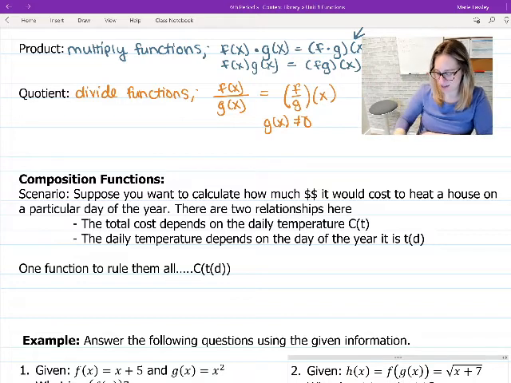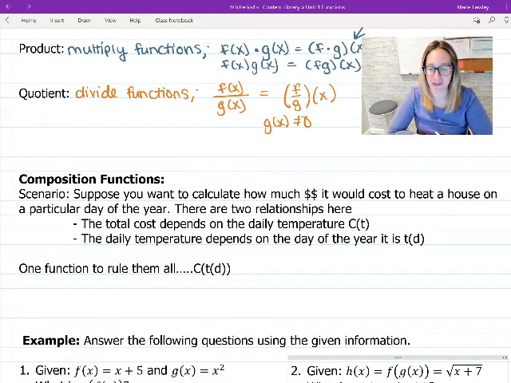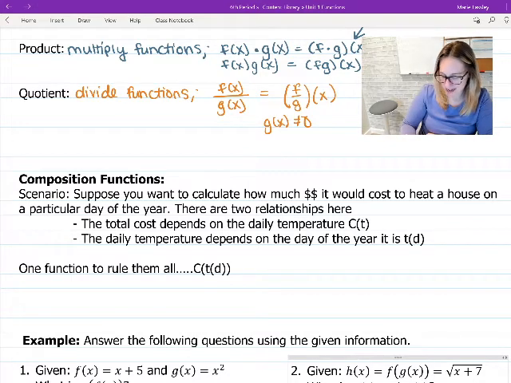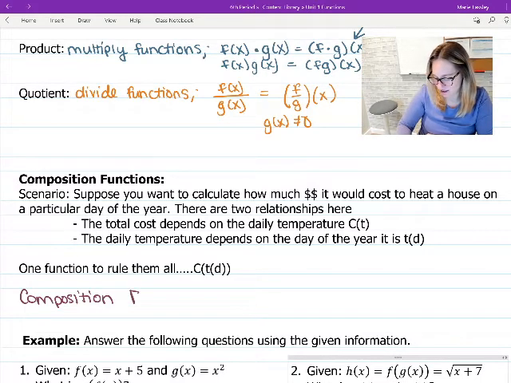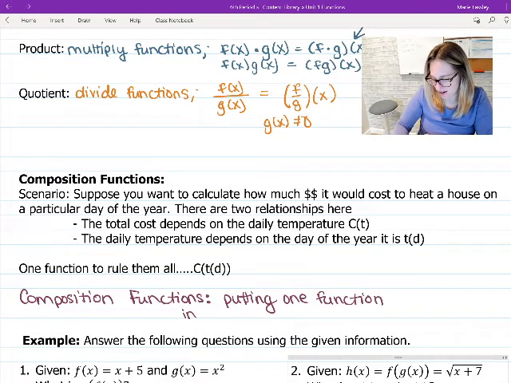So composition, basically what we mean when we say we want to compose two functions, means that, composition of functions, you're putting one function inside of another function.